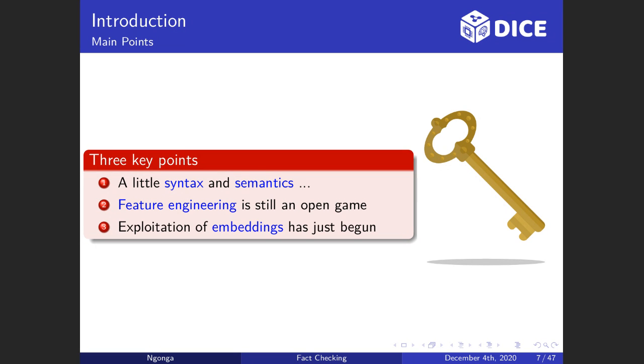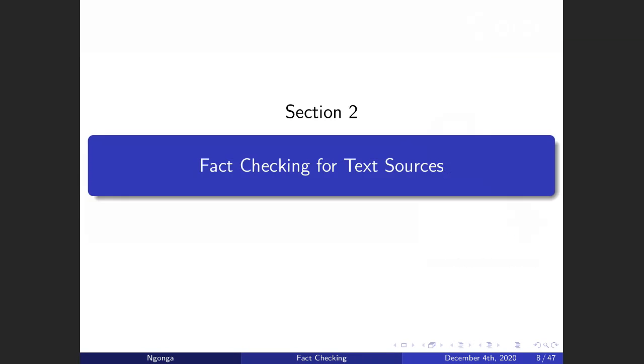And number three, we have just begun exploiting embeddings, and I think there are plenty of possibilities there to do tons of research. So if you are interested in doing research, you might want to think about looking into fact checking and into these open questions. And I'll be more than happy, obviously, to support any student who is interested in walking in that direction.